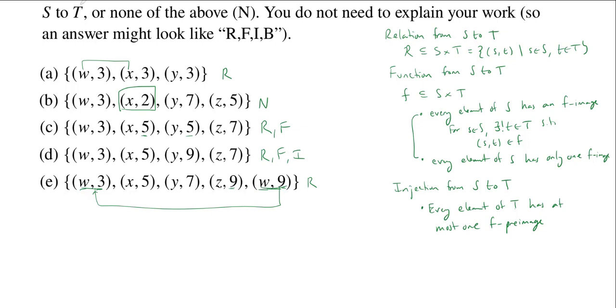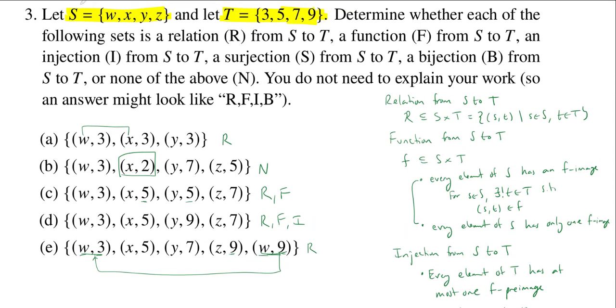Okay, next was surjective. So a surjection from S to T. What did this mean? This means that every element of T has at least 1 pre-image. Okay, so I go back up to T. I got to remember, what do I have? Yes, 3, 5, 7, 9. That means 3, 5, 7, 9 all have to show up as a second component. Well, this first one, 5 doesn't show up, neither does 7, neither does 9. None of them have pre-images, so this is not surjective.